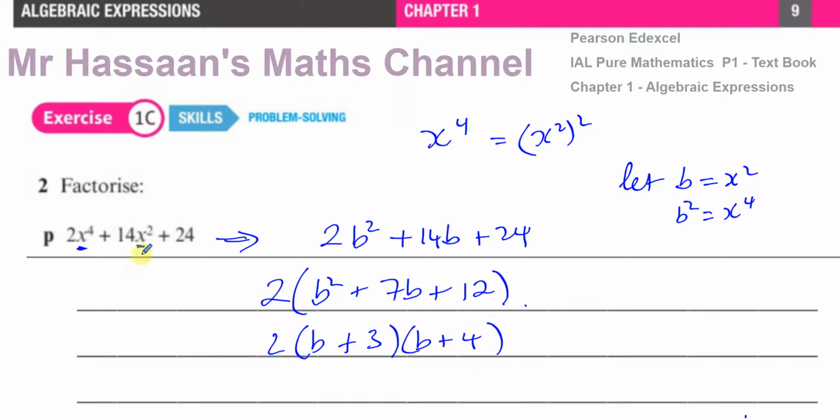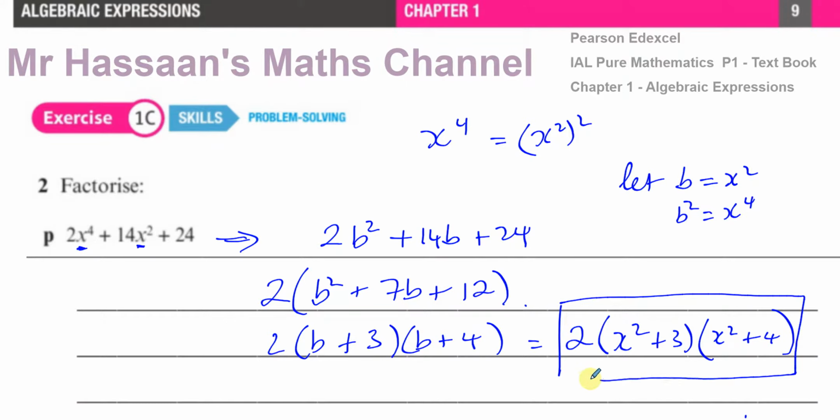Now, we can't leave this answer like this because our answer is in terms of x's. So this is going to be the same as 2 times, now, instead of b, we have to write what b is in terms of x. And we know b is x squared. So this is x squared plus 3, and this is x squared plus 4. None of this factorizes any further. If this was a minus here, for example, that would factorize further, because you'd have x squared minus 4, a difference of squares, x plus 2, x minus 2. But this doesn't factorize any further. And there we have the answer for that question.